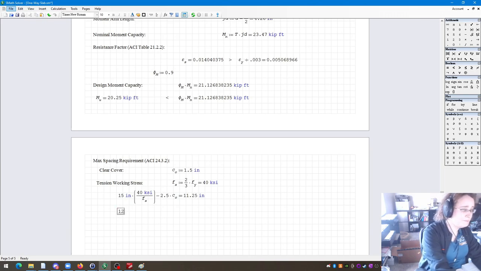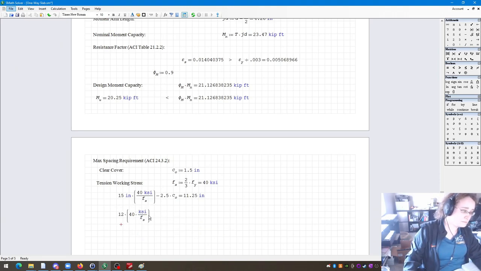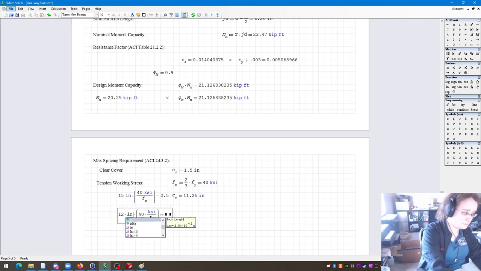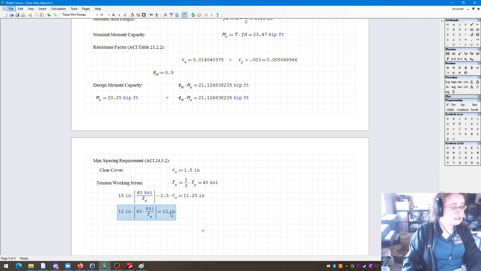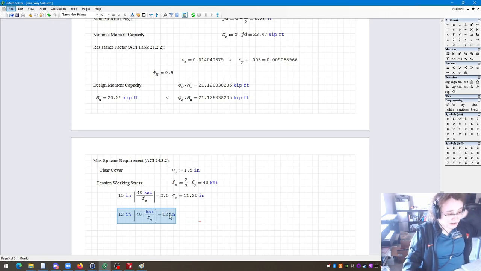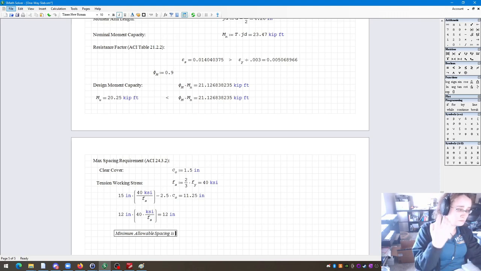And then we need to consider the other one: 12 times 40 KSI divided by F sub S. And I want this in inches, not meters. In inches, that is 12 inches. So the lesser of these two, our maximum allowable spacing, is 11.25 inches.